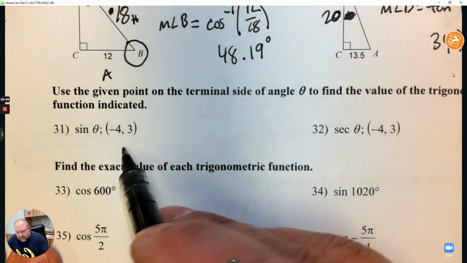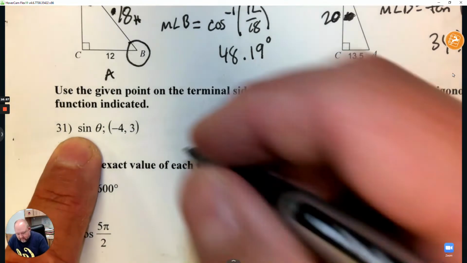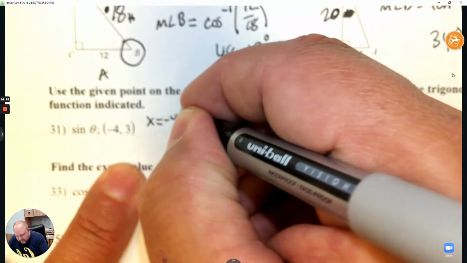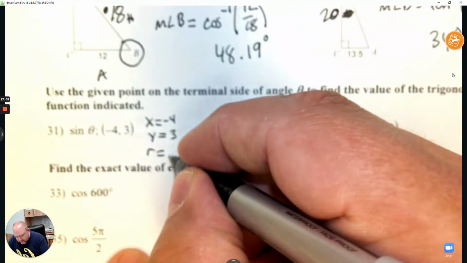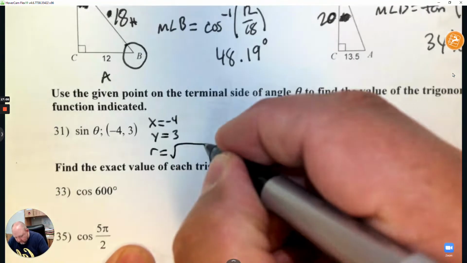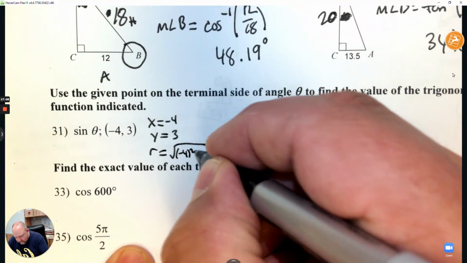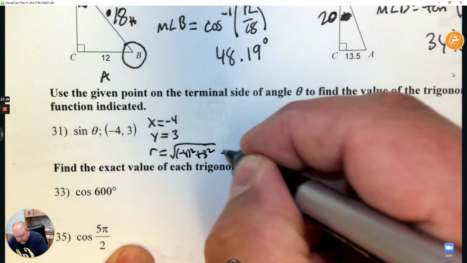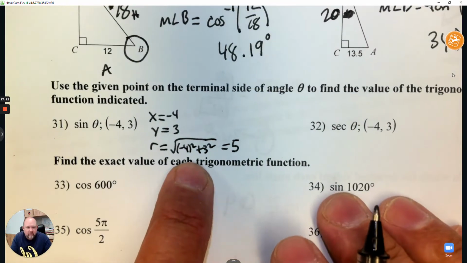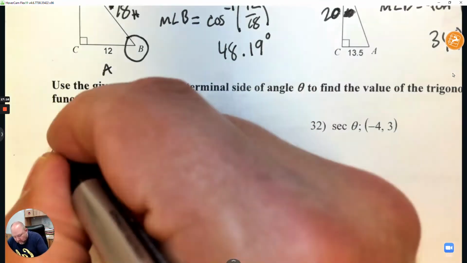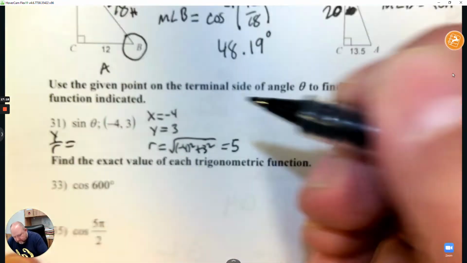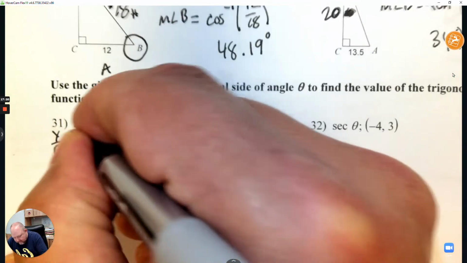All right, given a point, can you find sine theta? So x is -4, y is 3. The radius, we have a formula. It's the square root of x squared plus y squared. So if you do that, the radius is 5. And then sine is y over r. That's 3 over 5, and you have your answer.